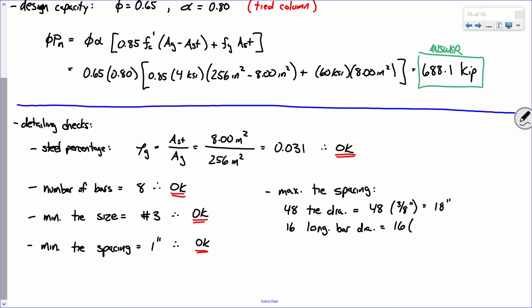Now, what's the diameter of a number 9? There we go, 1.128. Which is like 18.05. Or the least column dimension. What are the dimensions of the column? 16 by 16, right? So, the maximum tie spacing is the minimum one of all of these, which is going to be that one. Are we good? What is the tie spacing? 16 inches.